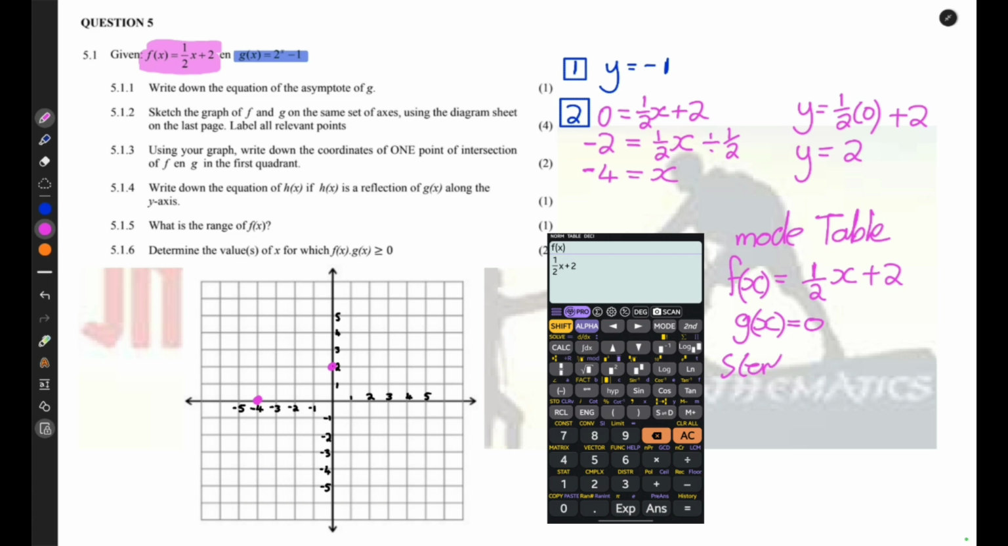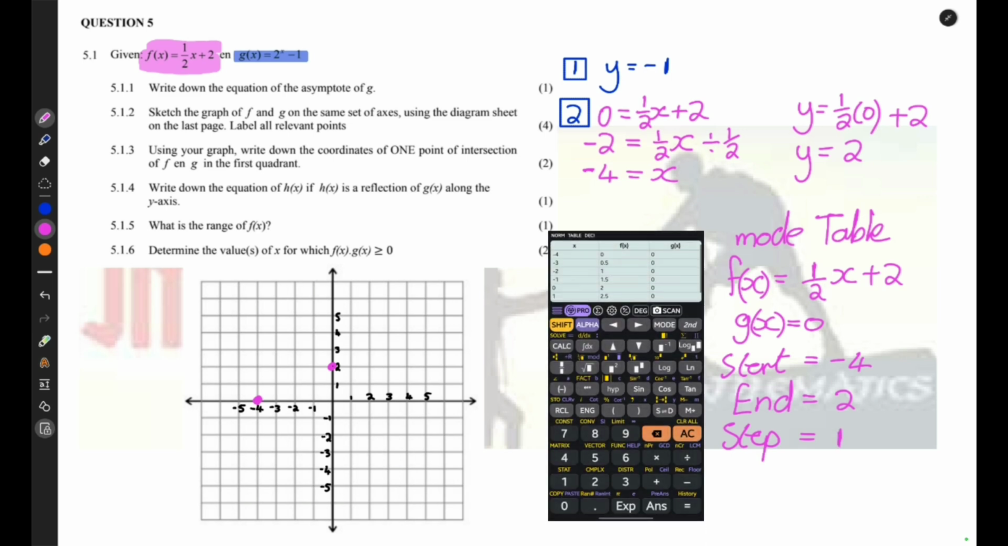For start, in this case, you can see my thing goes to -4. So I'm actually going to say my start is -4. My end will be 1 or 2, doesn't really matter. Let's go for 2. And step in grade 10 functions is always just 1. If you type that in, you would see this on your calculator. Then you go and make each coordinate and just connect them.